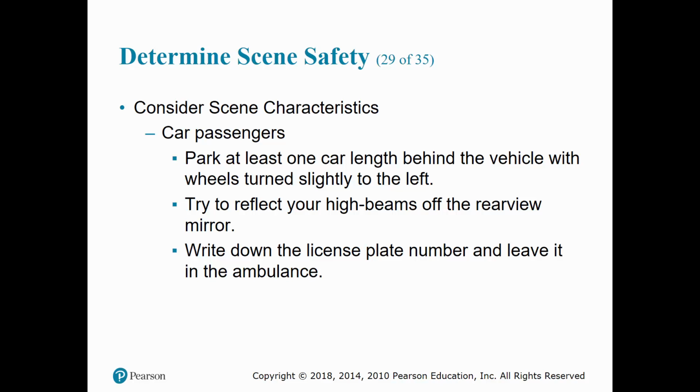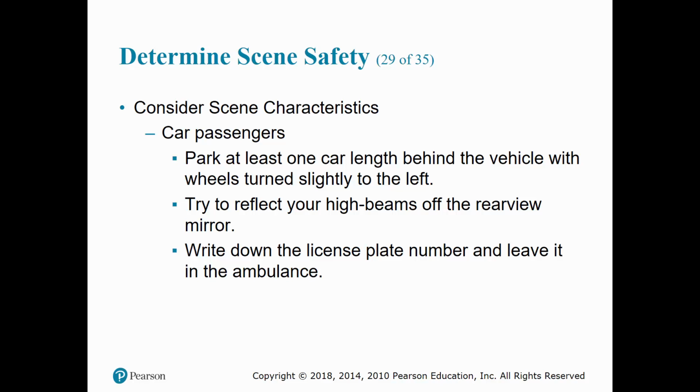The EMT's uniform or the emergency lights on the ambulance may be misinterpreted as the police by vehicle occupants who may be intoxicated on alcohol and/or drugs. Thus, you should park your ambulance at least one car length behind the vehicle. Park with your wheels turned slightly to the left so that if you must back up, you won't go any deeper into the shoulder of the road.